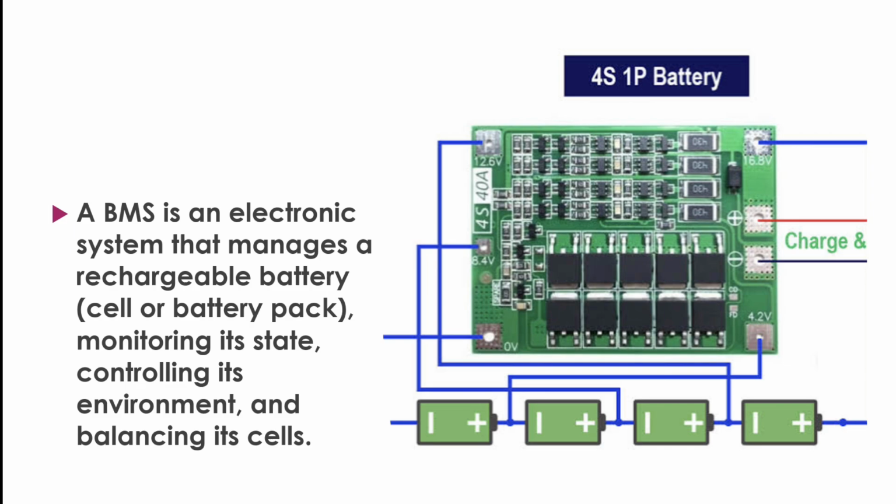The image shows a 4S1P battery pack, which means it consists of 4 cells connected in series (4S) and 1 cell connected in parallel (1P). The battery pack has a charging and discharging circuit with connections for charging and discharging.